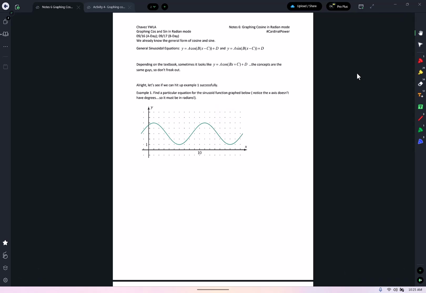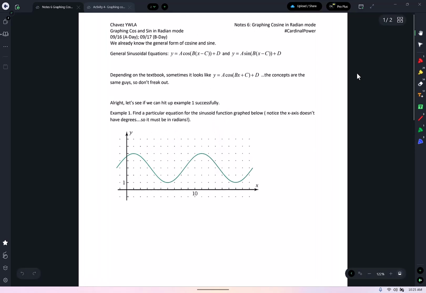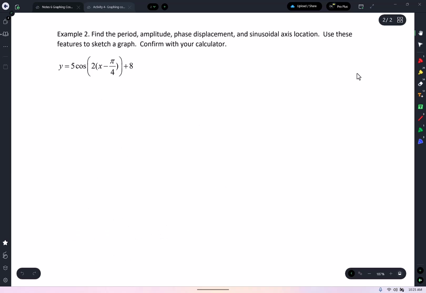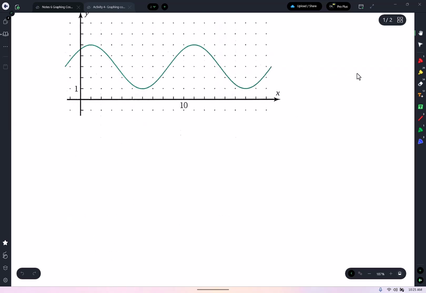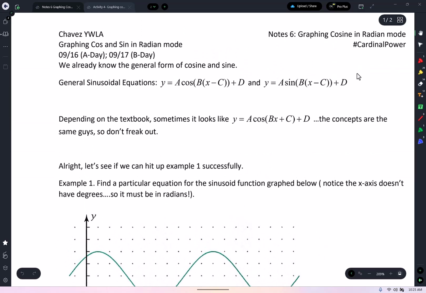All right, so check it out, guys. Notes 6, graphing cosine and sine. And notice I still didn't put any sine graphs, but we'll do one of the sines together in a little bit.